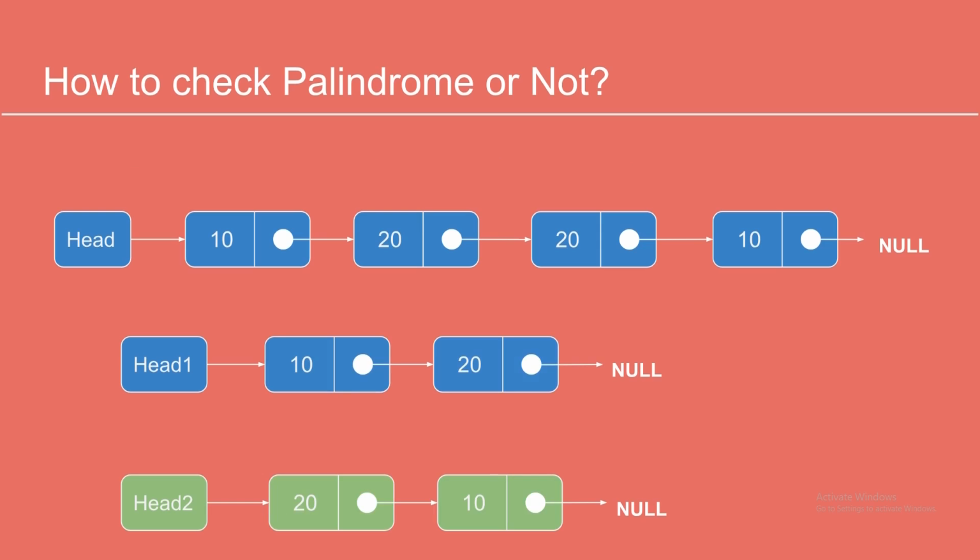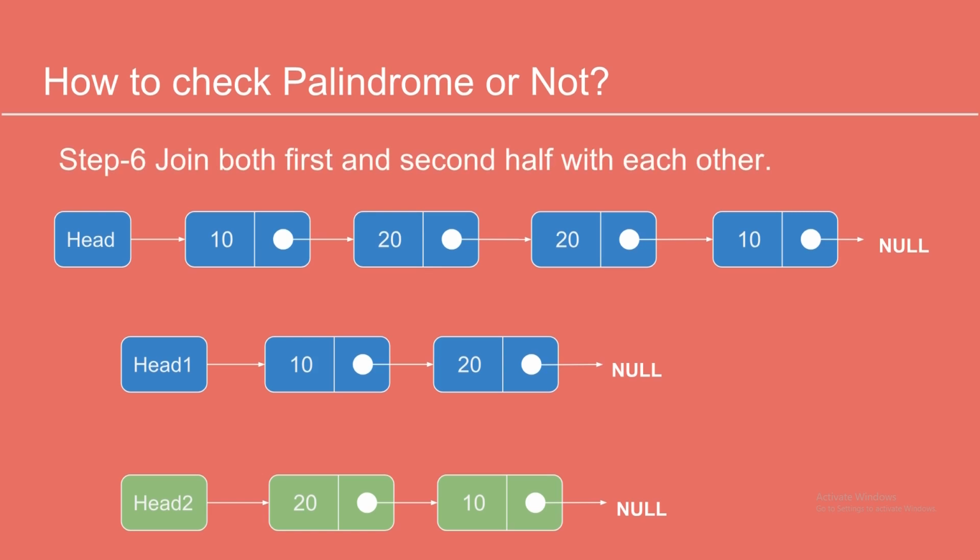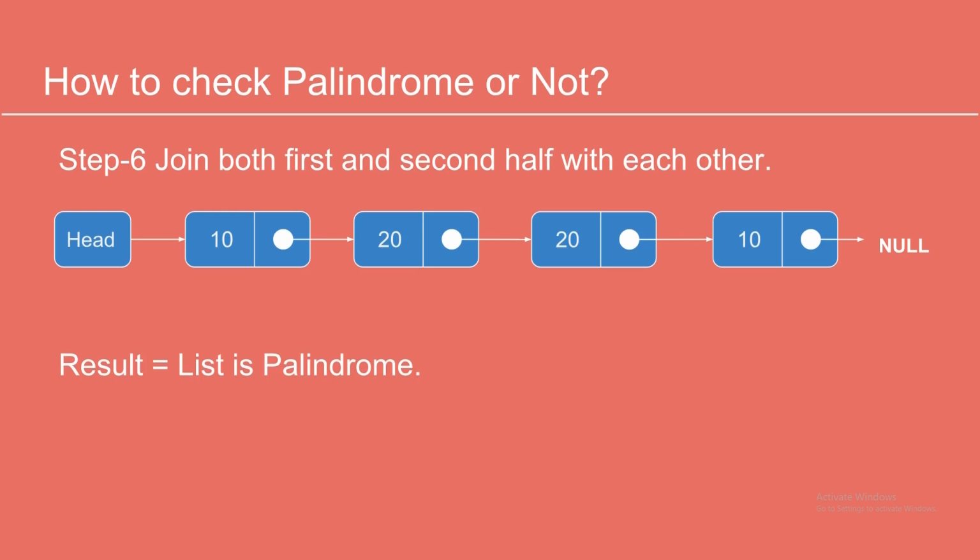Now, the next step is to reverse the second half of the list again. We have reversed the second half again and it is again 20 and 10. Now, the final step is to join both the halves to form the original list again. Now we will join both the halves and we have got our result, which is the list above is palindrome.